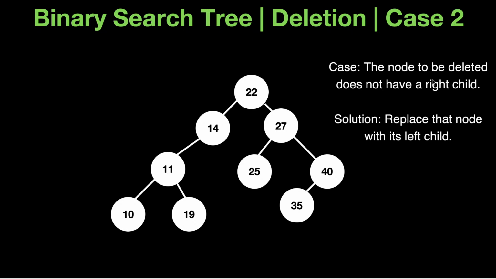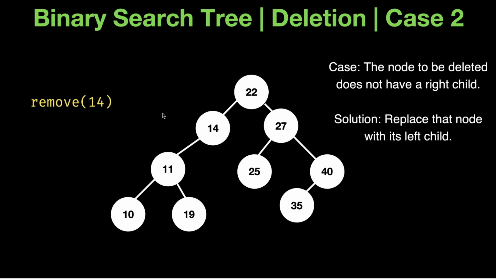Now let us come to the second case. The node to be deleted does not have a right child. In the previous case, the node to be deleted did not have the left child, but now the case is that the node to be deleted does not have right child. In that case, the solution is to replace that node with its left child. Let us see an example.